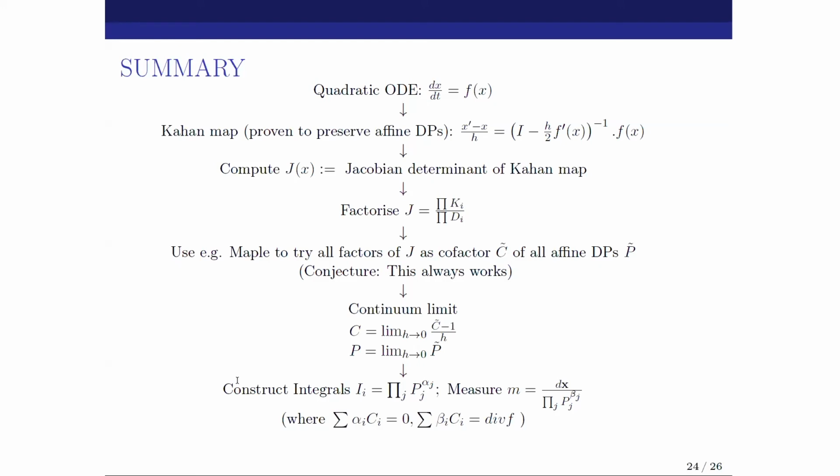Okay, so you've got your Kahan map. You can compute the Jacobian determinant and factorize that. Then you try all factors of K. Usually, after a while, you build up some sort of intuition about which factors are the most likely ones, so you try those first.